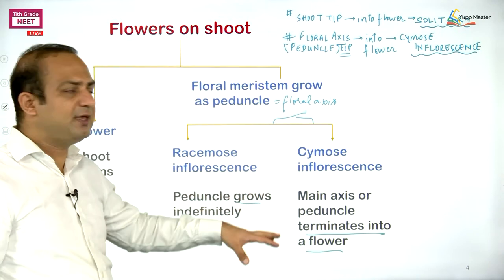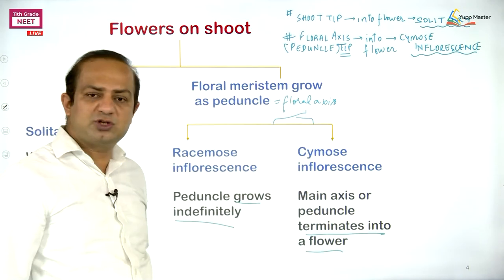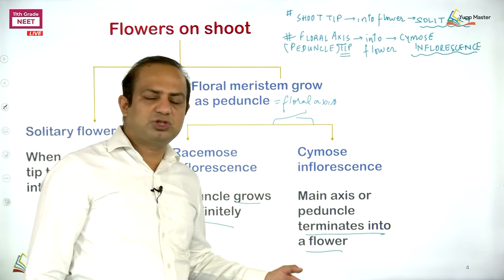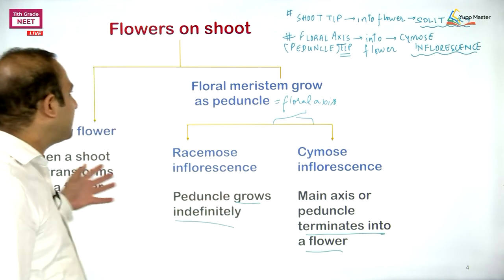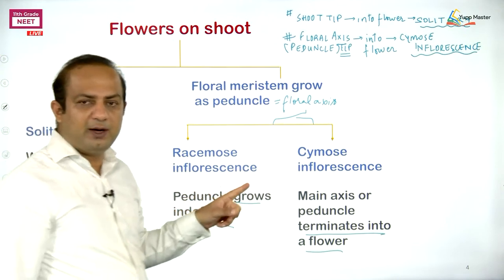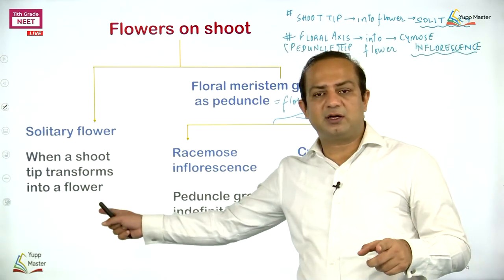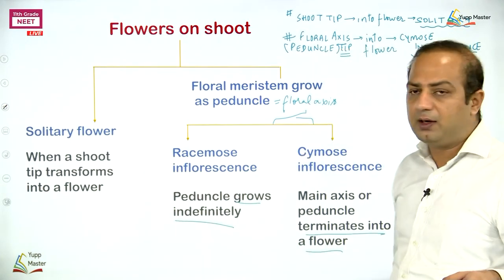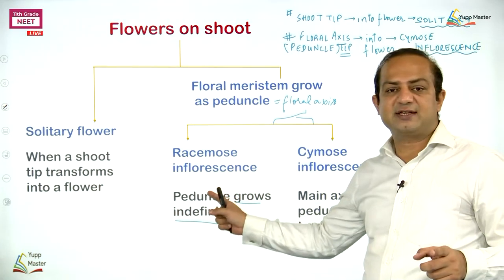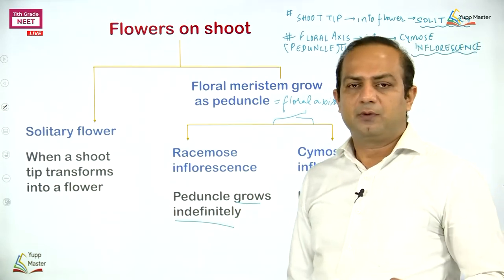Or if we are saying the tip of the floral axis terminates into a flower, that will be called a cymose inflorescence. Okay. So that type of thing we have mentioned very clearly. In all the cases, remember, this is the floral bud which gets modified. The floral bud, floral meristem, single flower at the tip, solitary. The floral bud grows continuously, bearing the peduncle into indefinite axis, racemose, into definite axis, cymose. Simple. So it's the easy one.